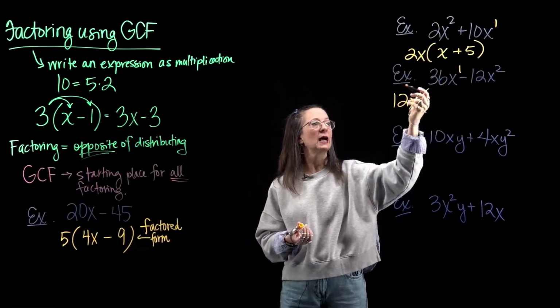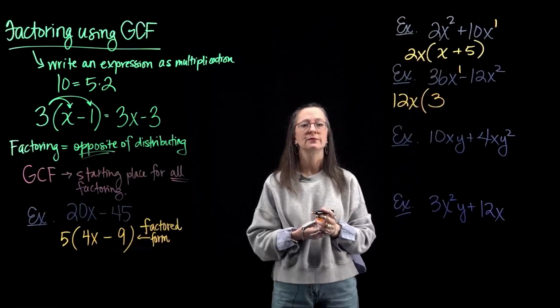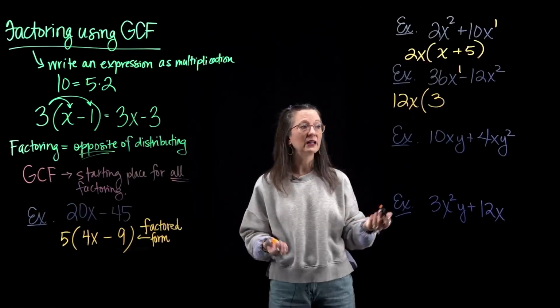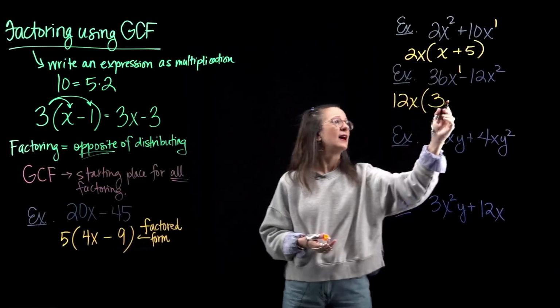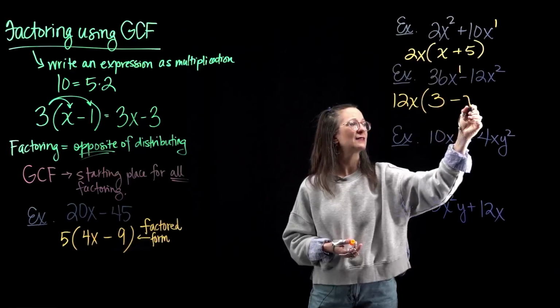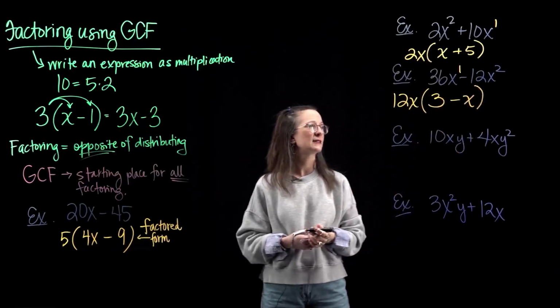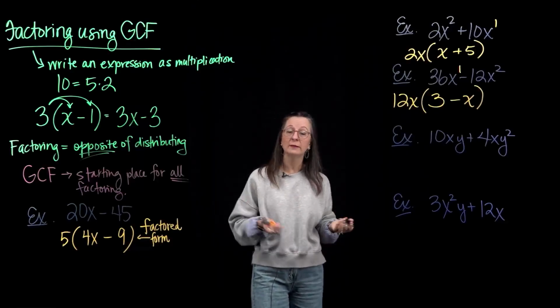So 36x divided by 12x leaves me 3. Another way to think of that is 12x times 3 gives me 36x. And then 12x squared divided by 12x leaves me with an x. So my factored form is 12x times 3 minus x.